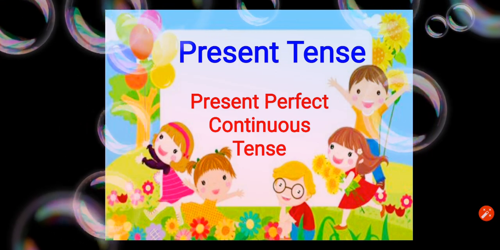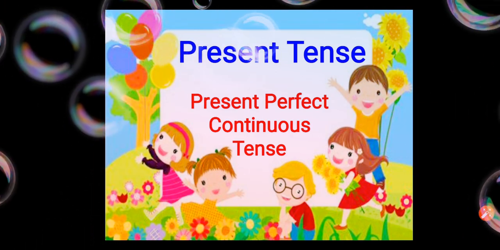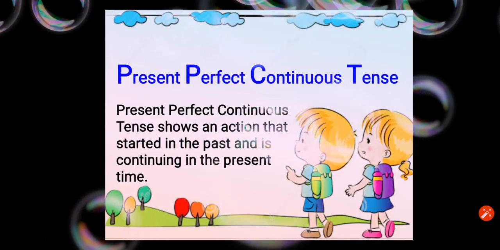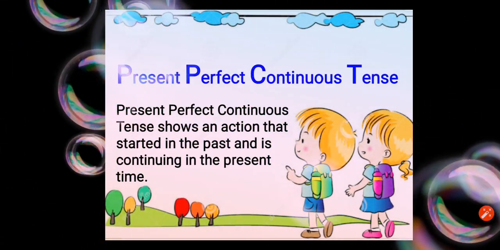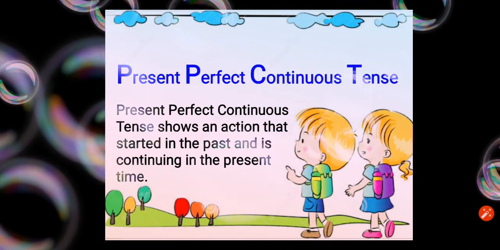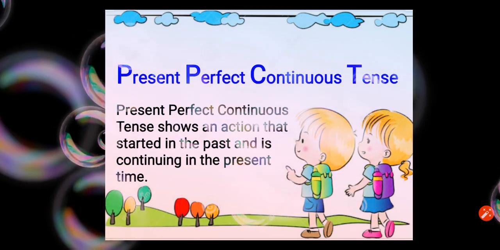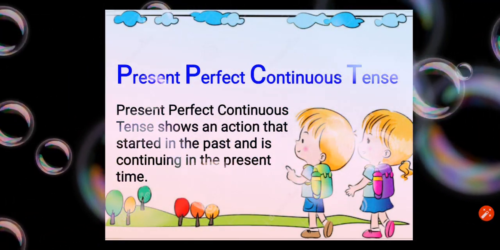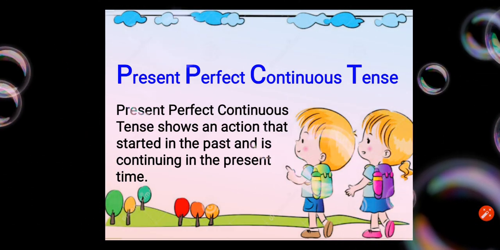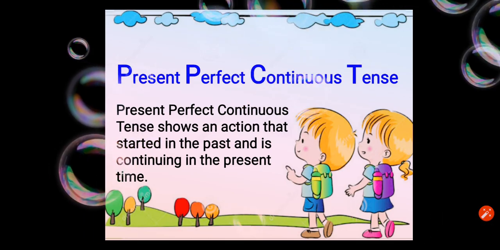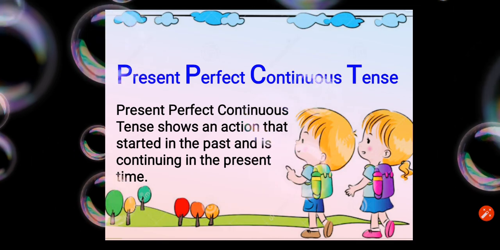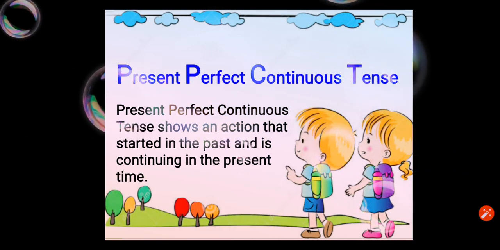The last part of present tense is present perfect continuous tense. Present perfect continuous tense shows an action that started in the past and is continuing in the present time. It means any work we have started in the past but that is still continuing in our present time also. That we call present perfect continuous tense.